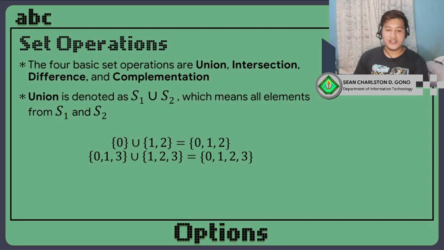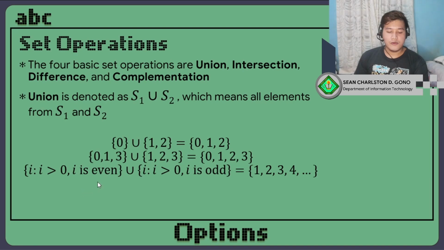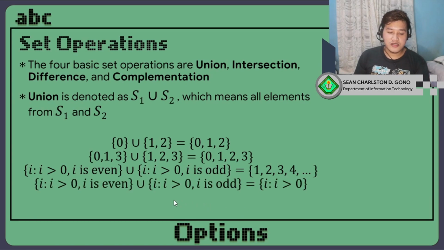How about if we try to get the union of two infinite sets? Let's say, for example, we have this set wherein all the numbers are even and this set wherein all the numbers are odd. We can just write it like this: 1, 2, 3, 4, then ellipses, meaning all the numbers that are possible, or infinite. We can also write it like this. So we try to union all the numbers inside these two sets. All we have to do is remove the rules I is even and I is odd. We will also get the exact answer, which is all the positive numbers.